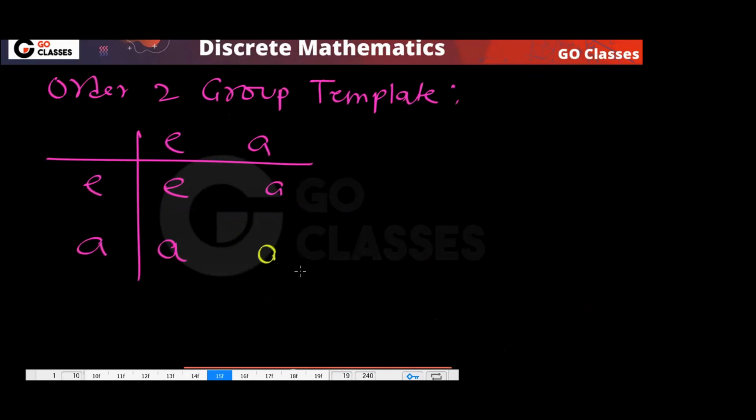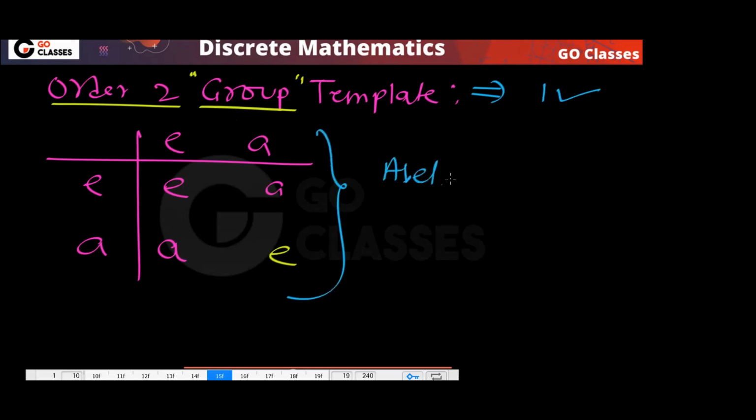You cannot put A. If you put A, then they will be the same. But because it is a group, you cannot have the same elements in a row. So this is the group. Order 2 group template, only one. And this is abelian also.